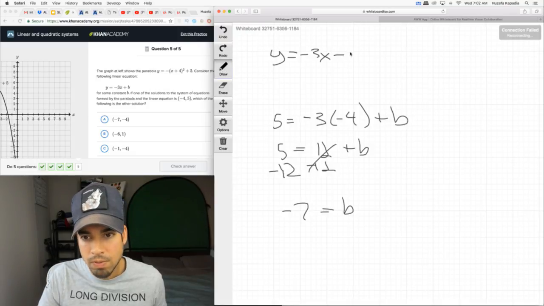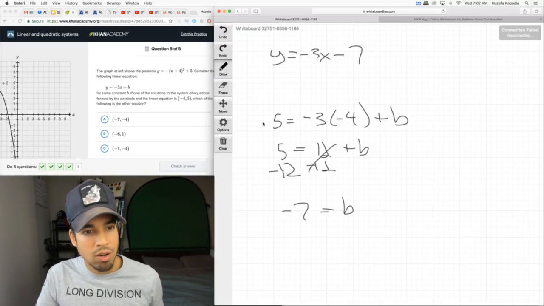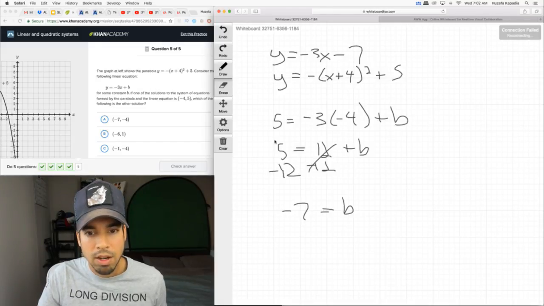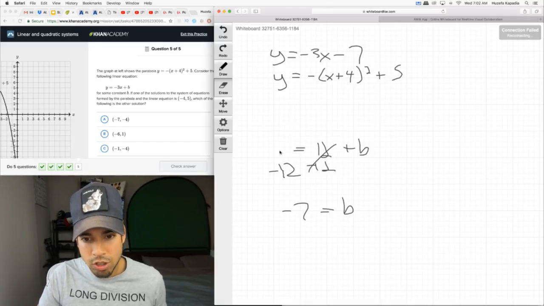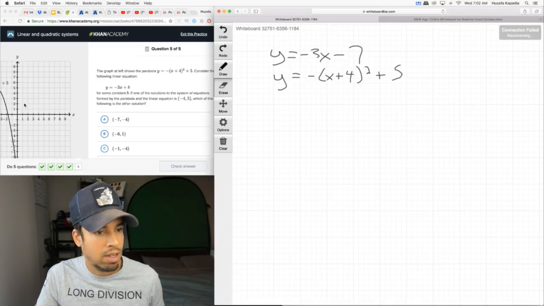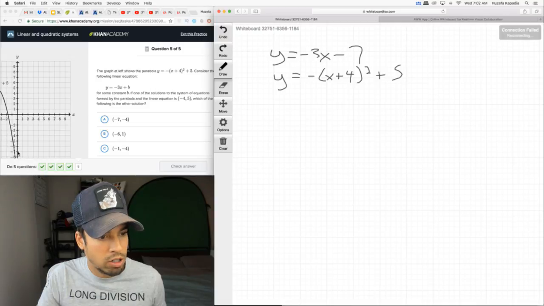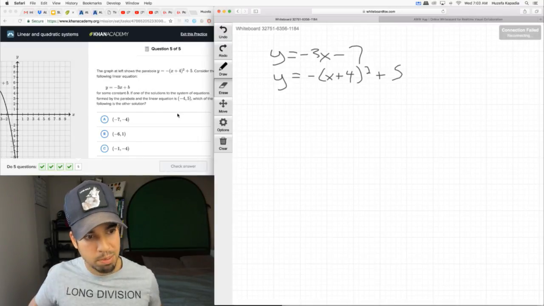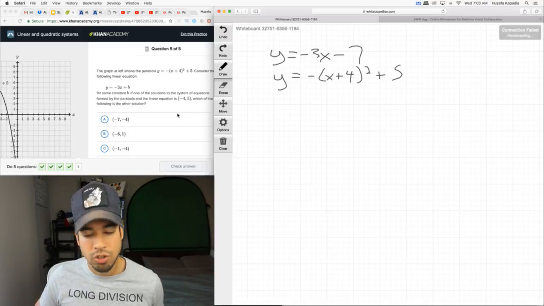We have just solved for this. Now we do it just like we did before. The second equation is y equals negative (x plus 4) squared plus 5. And we're just now setting these equal to each other. Honestly, I could even graph this now, because I know where the y-intercept is, and then it's kind of going up. Here it's negative 1, 4. It's C. I can tell that just from graphing it. But I want to show the algebraic way.